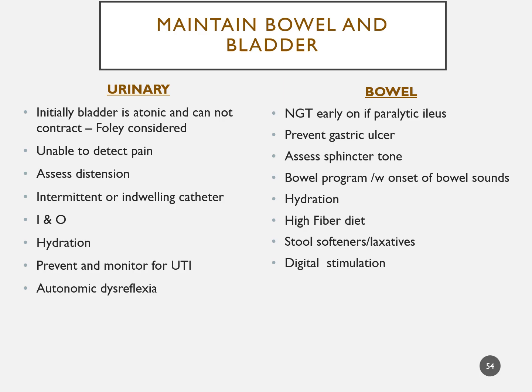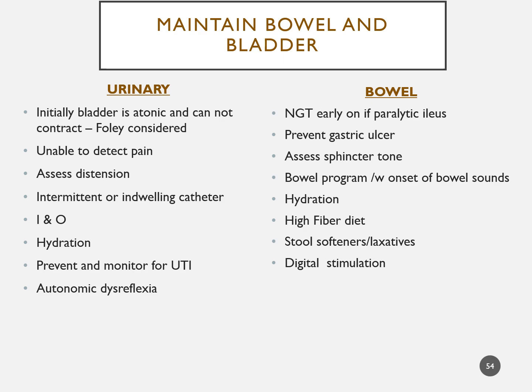Assess the distension, whether you're visualizing, whether you're using a bladder scan. The patients may need intermittent or an indwelling catheter, good I&O, good hydration, and we're monitoring for urinary tract infections. The patient won't be able to tell if they have burning urine, but you would teach them to monitor for any foul smelling urine. What does their urine look like? If they're in the hospital and you're doing their lab work, are you watching their white blood count? So all of those things you need to think about. And then autonomic dysreflexia, we're going to talk about that.